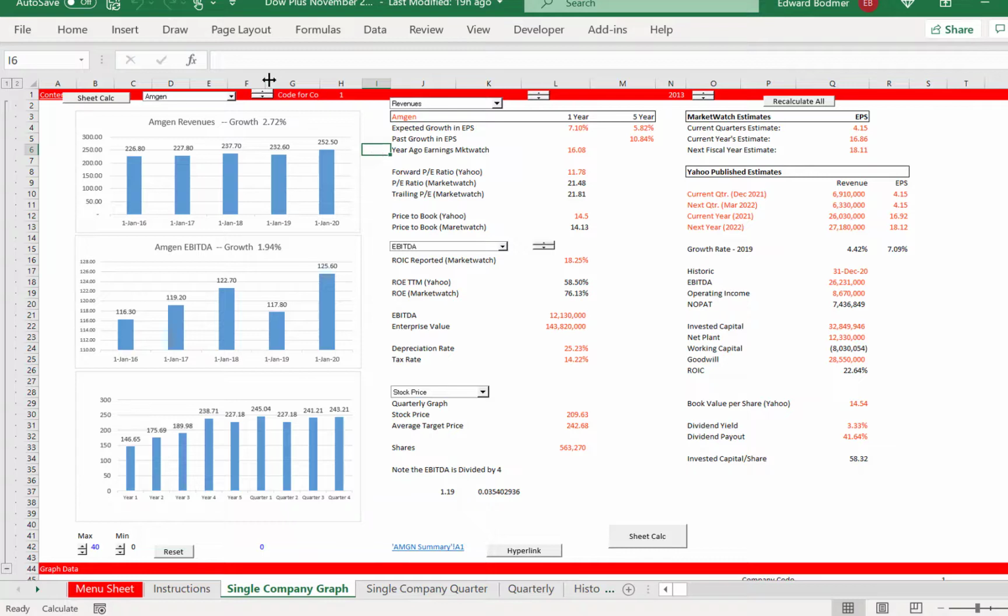Okay. So we have Amgen. It's very embarrassing. I don't know who they are. The stock price has gone up. The revenues have gone up by 2%. EBITDA less than that. That's kind of interesting. They're actually spending money.